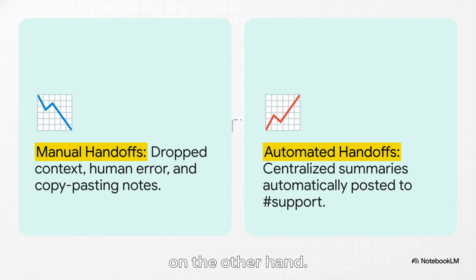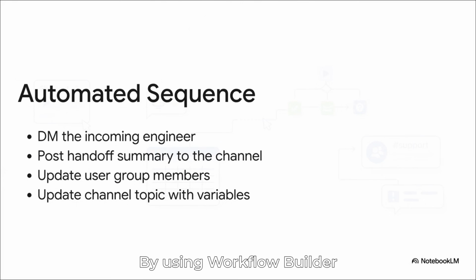Automated handoffs, on the other hand, pull active incident data, centralize those summaries, post them automatically to the team channel, and even log the historical data for you. By using Workflow Builder, and you can potentially connect this with your existing on-call tools, you can automate this entire sequence. You can set it up to send a direct message to the incoming engineer, just reminding them, "Hey, your shift is starting." You can auto-post a full handoff summary right into the team channel. You can even automatically update who is in the Slack user group.